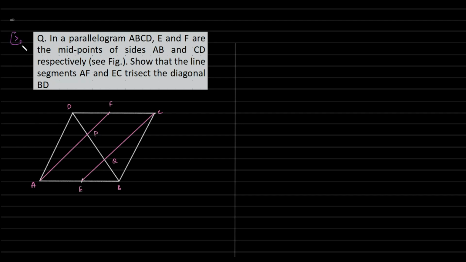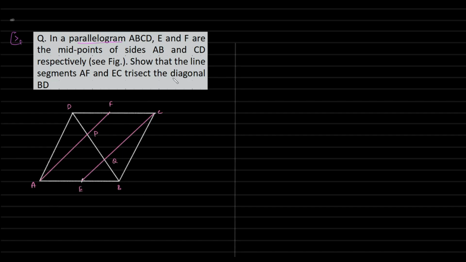In a parallelogram ABCD, E and F are the midpoints of AB and CD respectively. Show that the line segments AF and EC trisect the diagonal BD.